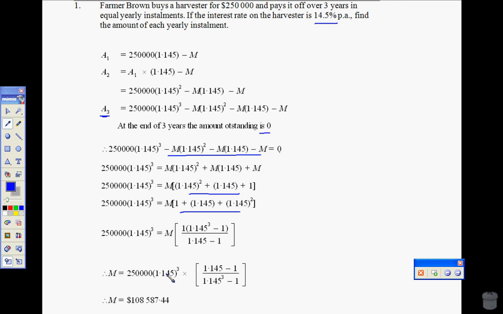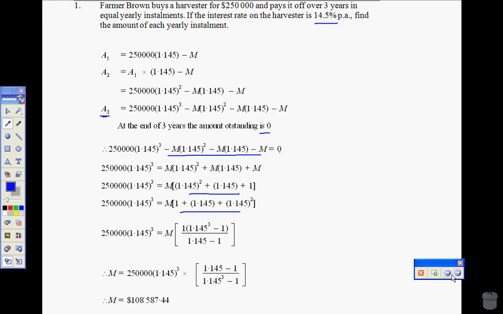Do that calculation. M is by itself now. You can throw that all in the calculator. You could have calculated that one and then just divided all that by what you had in that one as well. So up to you which way you calculate it. And our answer gets to be $108,587.44, which makes sense. You're going to make 3 payments of that, which comes to a bit more than 300,000. That looks reasonable over 3 years at that interest rate.